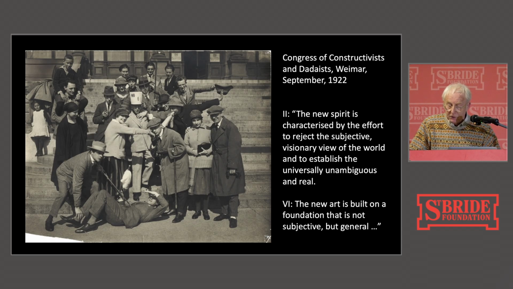In the declaration from the first Congress, I'm quoting these 2 statements, items 2 and 6: "The new spirit is characterized by the effort to reject the subjective, visionary view of the world and establish the universally unambiguous and real." And item 6: "The new art is built on a foundation that is not subjective but general, that is determinative like science and constructive in nature. The artist is a companion of the scholar, the engineer, and the worker."